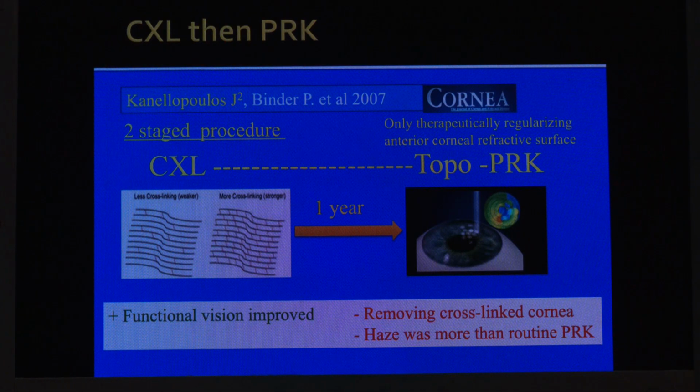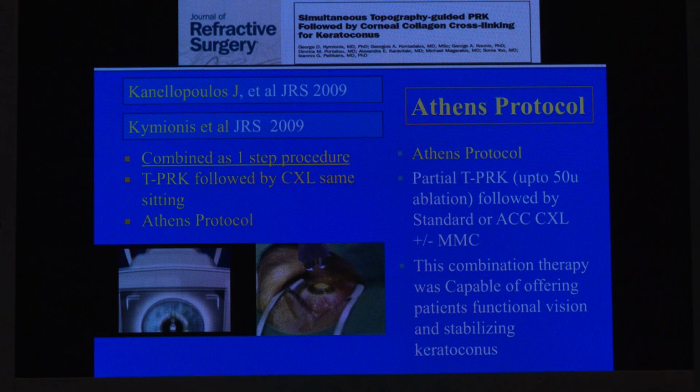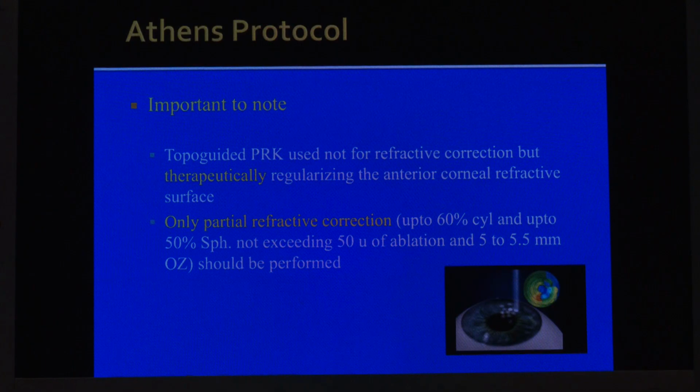But in this process, they saw that the haze was higher. They were already removing a cross-linked cornea. Therefore, Kymionis et al. from our group and again Kanellopoulos, both the teams actually published in the same journal, in the same issue, a new approach. Now this is called the Athens protocol, in which we combine the topography guided PRK along with the cross-linking in the same sitting, so that we can give them the functional vision as well as retain the stability of the cornea, with or without the use of mitomycin C.